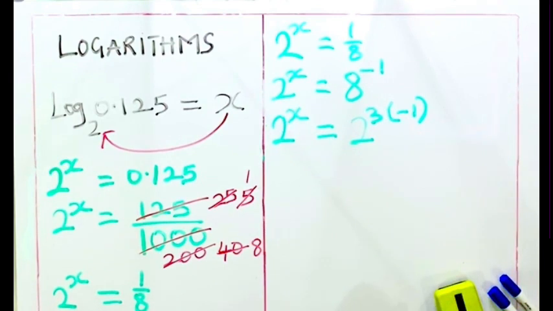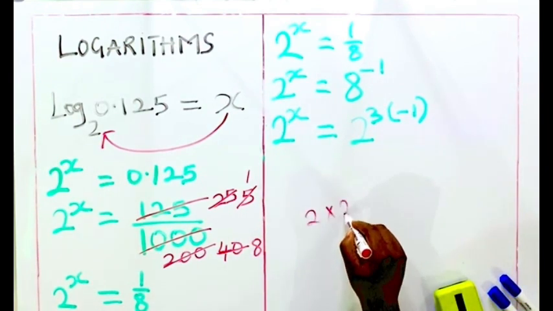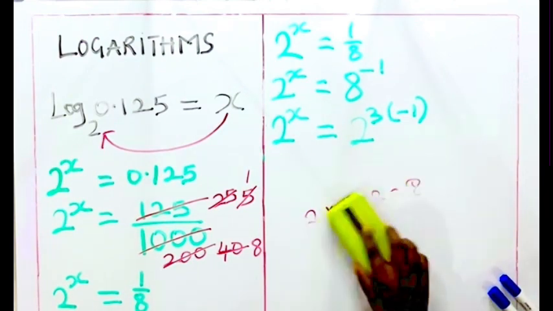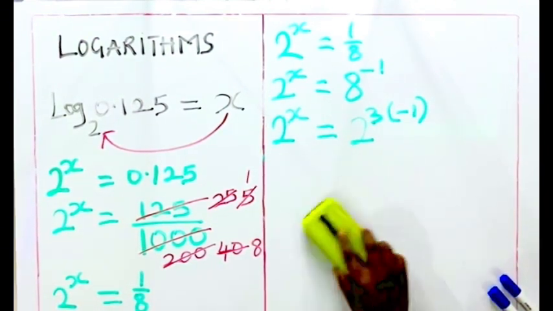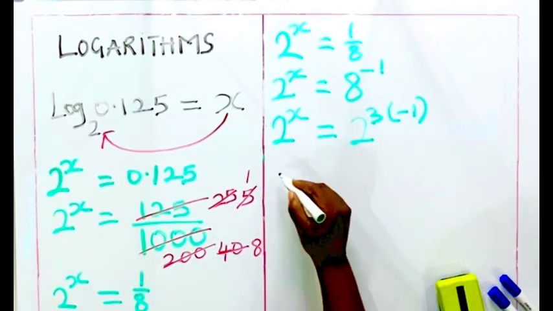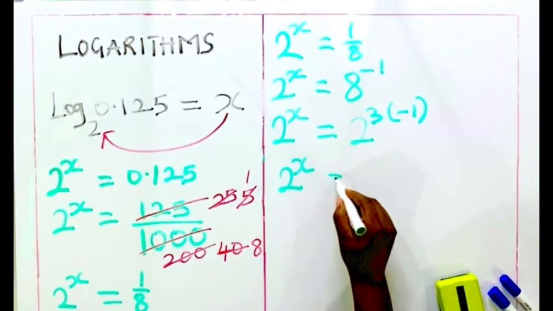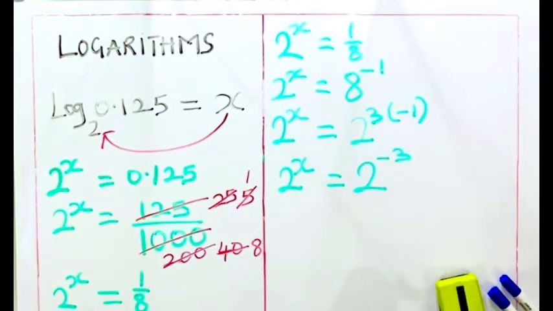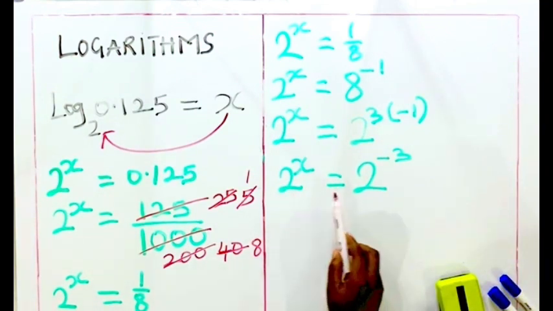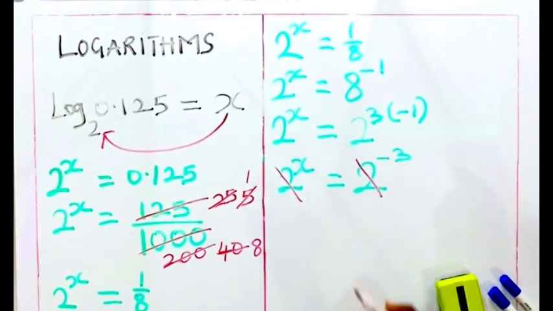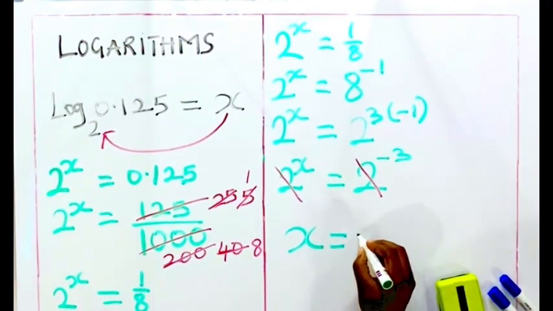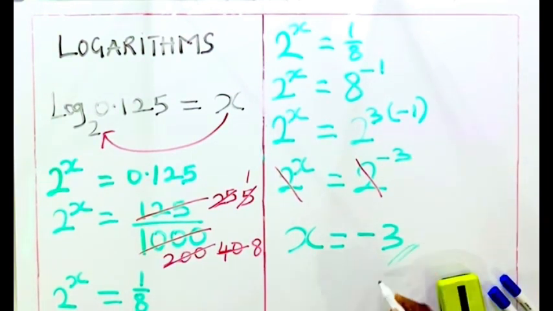How did we have 2 raised to the power of 3? Remember that 2 times 2 times 2 equals 8. This means 2 multiplied by itself 3 times gives you 8. 2 to the power x equals 2 to the power of 3 times minus 1, which is minus 3. We have equal bases. 2 cancels 2. And what you are left with is x equals minus 3 as your answer.